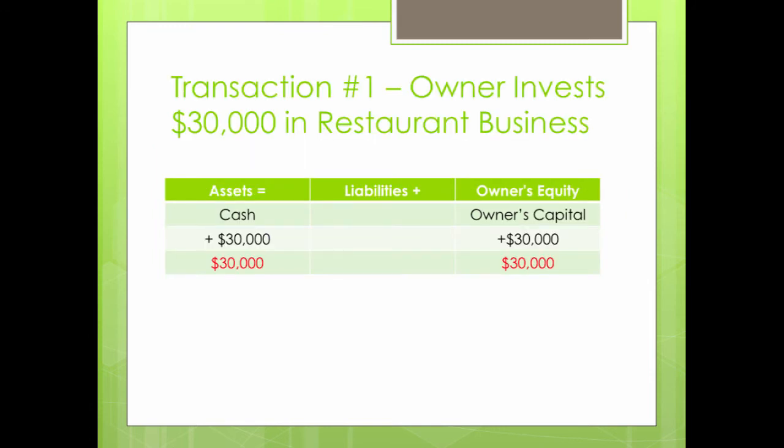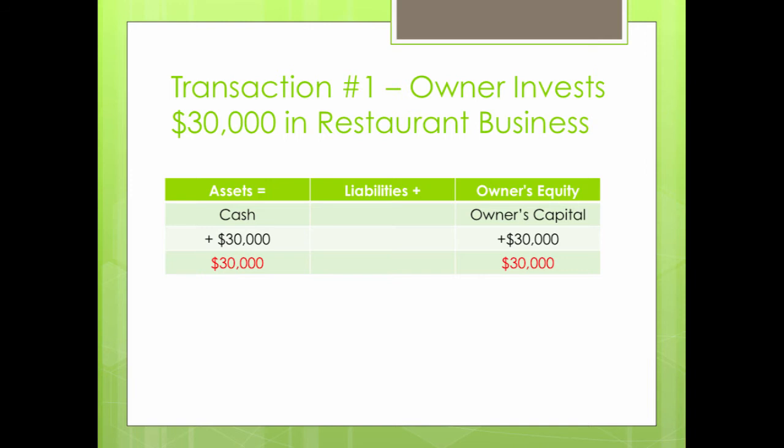And what I'm going to show you is different types of transactions that you're going to be dealing with in this chapter and are going to be relevant as well for your homework assignment. So let's start with transaction number 1. And we're going to pretend that you are the business owner and you're going to open up a restaurant. So how do we use these equations to report accounting transactions?